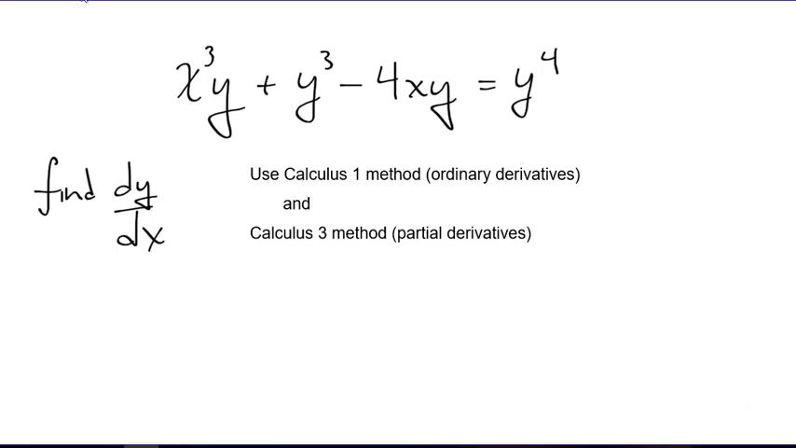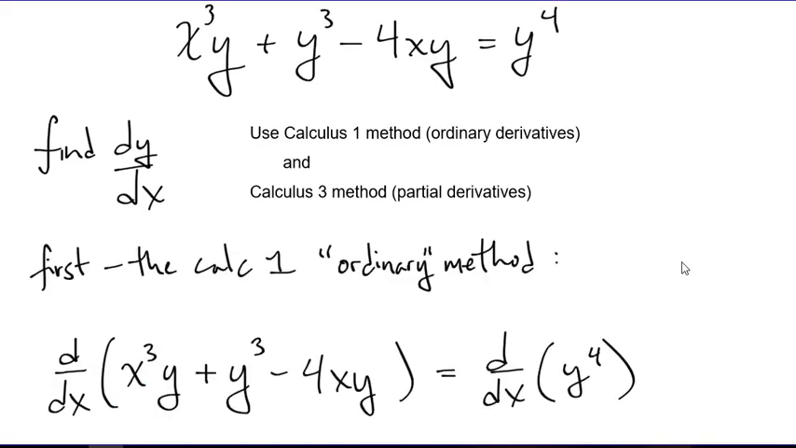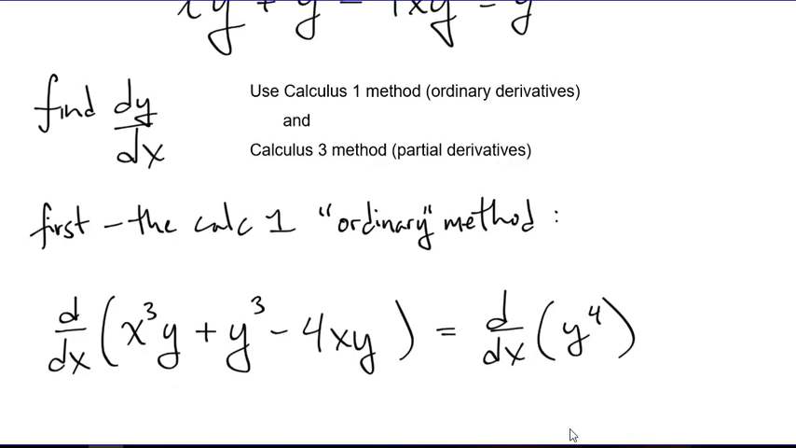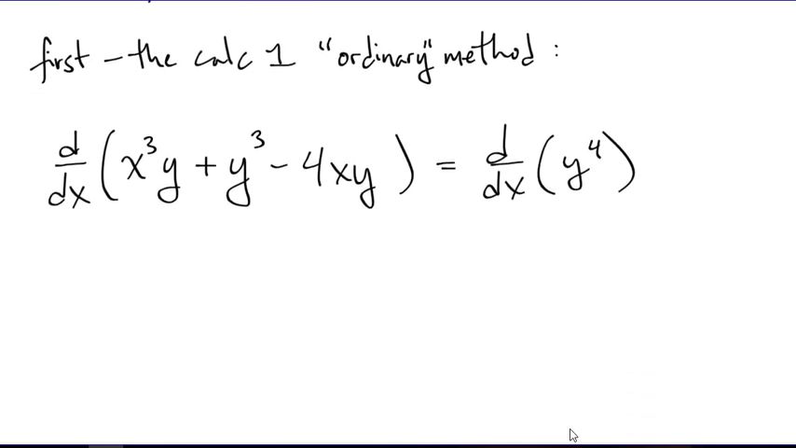Just as a reminder, if we were doing this the Calc 1 way, we would take a derivative of both sides with respect to x because we want to find a rate of change of y with respect to x. So this is the operator taking a derivative with respect to x, the differentiation operator. So here I am writing the derivative with respect to x on both sides of the equation. We'll go through each side and differentiate with respect to x. So this will require the product rule.